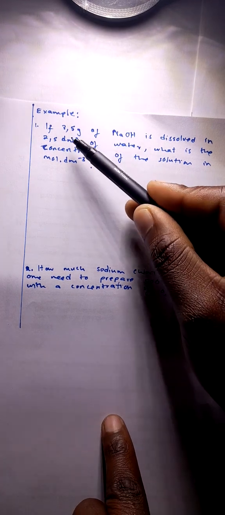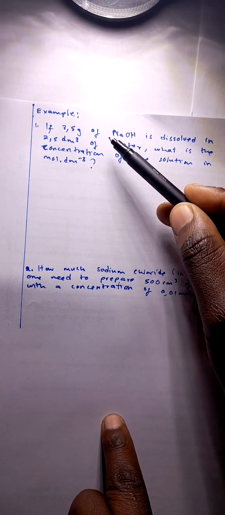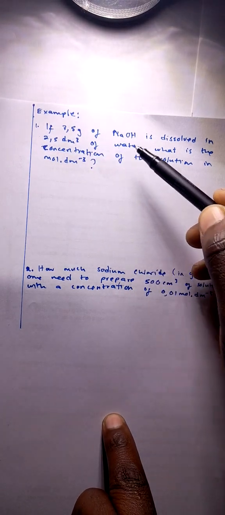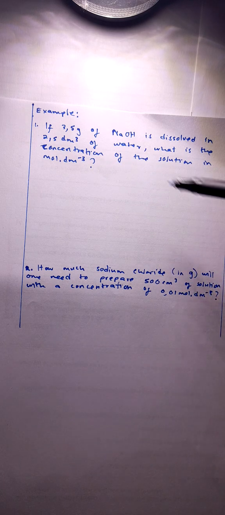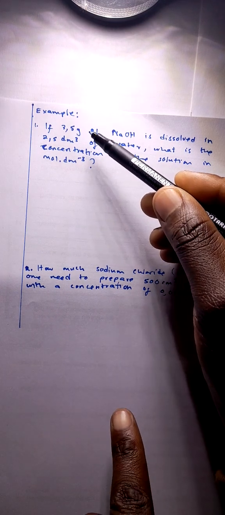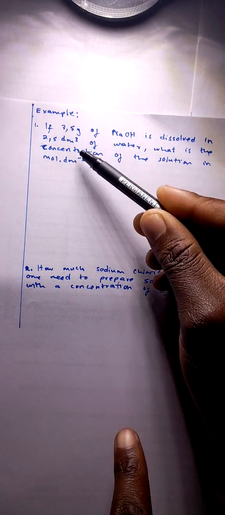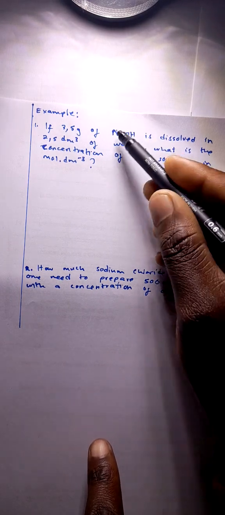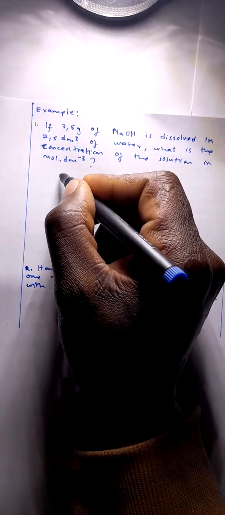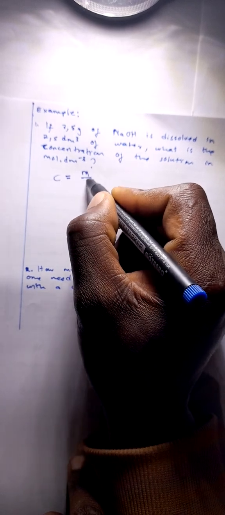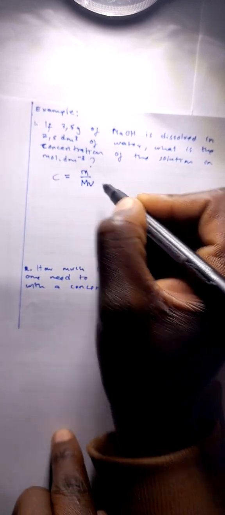If 3.5 grams of sodium hydroxide is dissolved in 2.5 cubic decimeter of water, what is the concentration of the solution in mole per cubic decimeter? Here you are given the mass and the volume, and you can get the molar mass. So the best formula to use would be mass over molar mass multiplied by the volume.